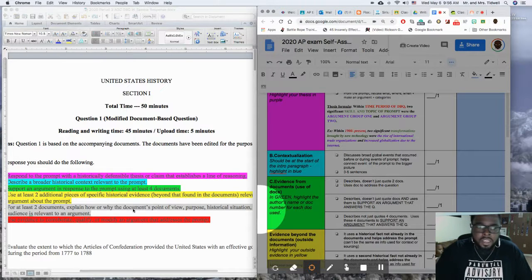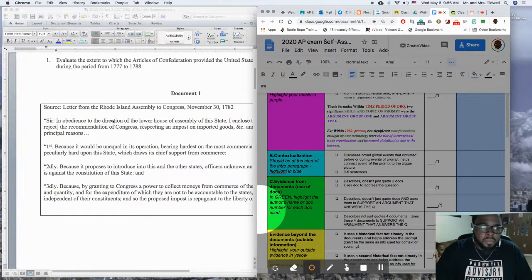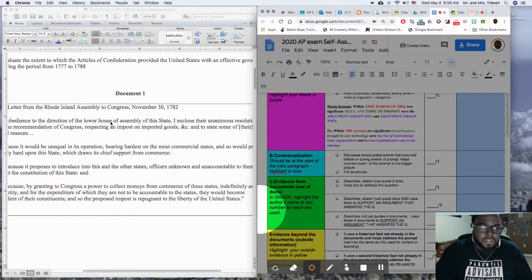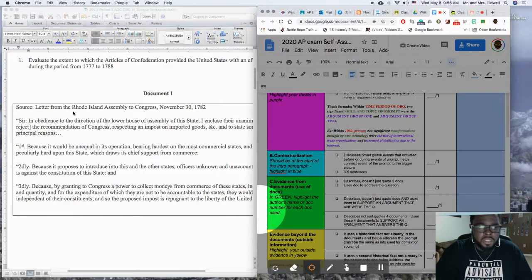So let's look at this example here to the left. You've got document one here, right? It's a letter from Rhode Island Assembly to Congress. So an example would be, you say, according to document one, letter from Rhode Island Assembly, with parentheses 1782. That's fine. Or you just say, according to the letter from Rhode Island Assembly to Congress, in parentheses document one, that's fine too.